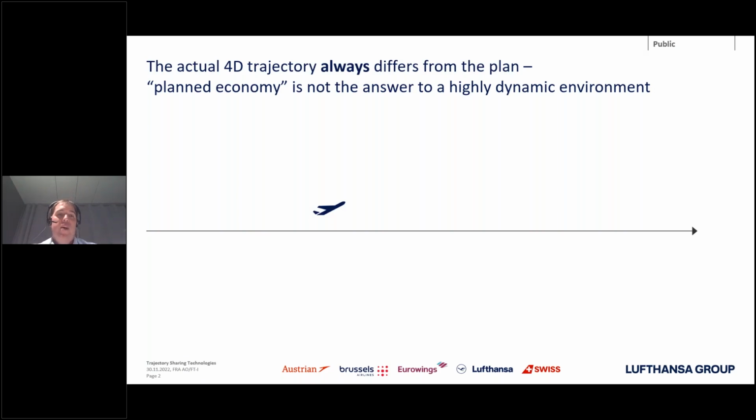Yeah, why should we exchange trajectories? Why don't we just go fly the flight as it has been filed? And the reason is pretty simple, because the plan changes right after execution.